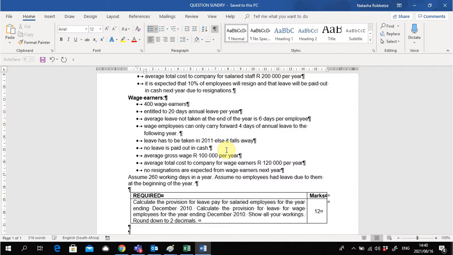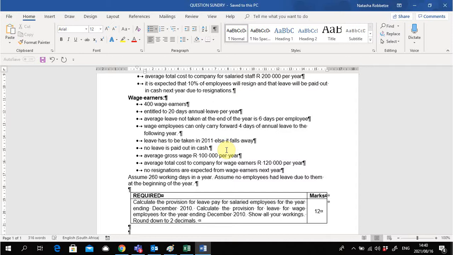Then average gross salary is 100,000 Rand a year, and then the cost to the company is 120,000 Rand a year. Of course, because nobody resigned in this question, they tell you in the next bullet there were no resignations, so therefore we will not use the gross wage, we will only use the cost to company to calculate our final totals.